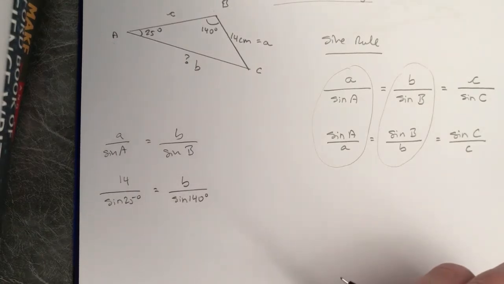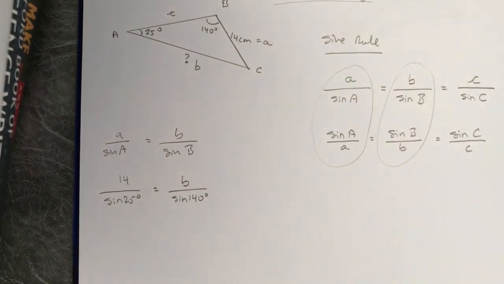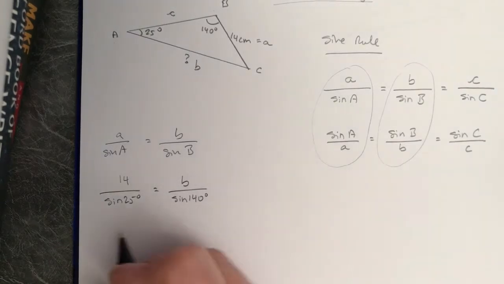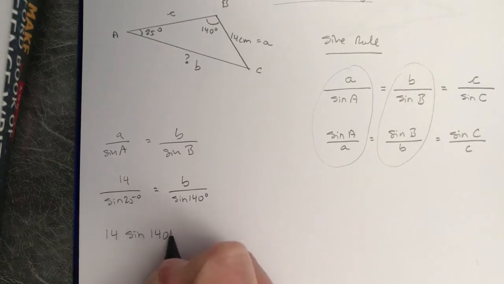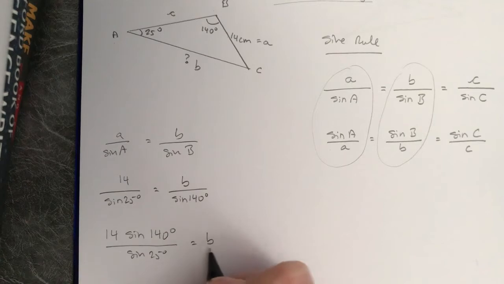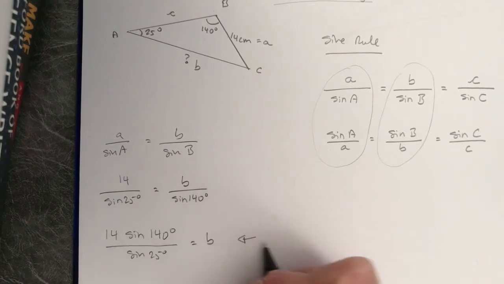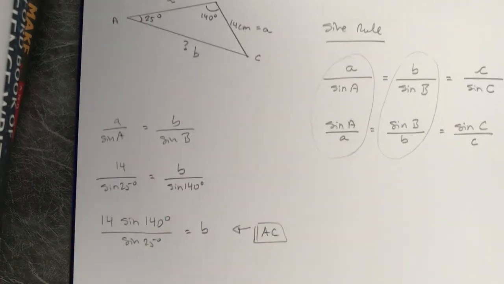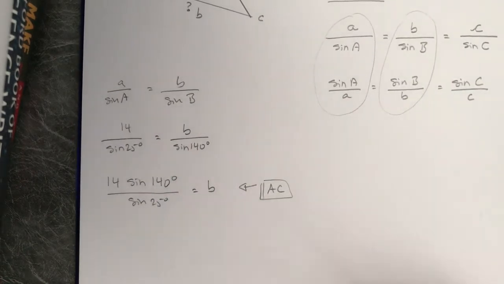This is now algebra, and I'm going to deal with the algebra. I will multiply both sides by the sine of 140 degrees, and I've solved for B. So that's 14 times the sine of 140 degrees over the sine of 25 degrees, and that's side B. That's my side AC that I was interested in the question. So under normal circumstances, I would just slap this through my calculator, and there you go.